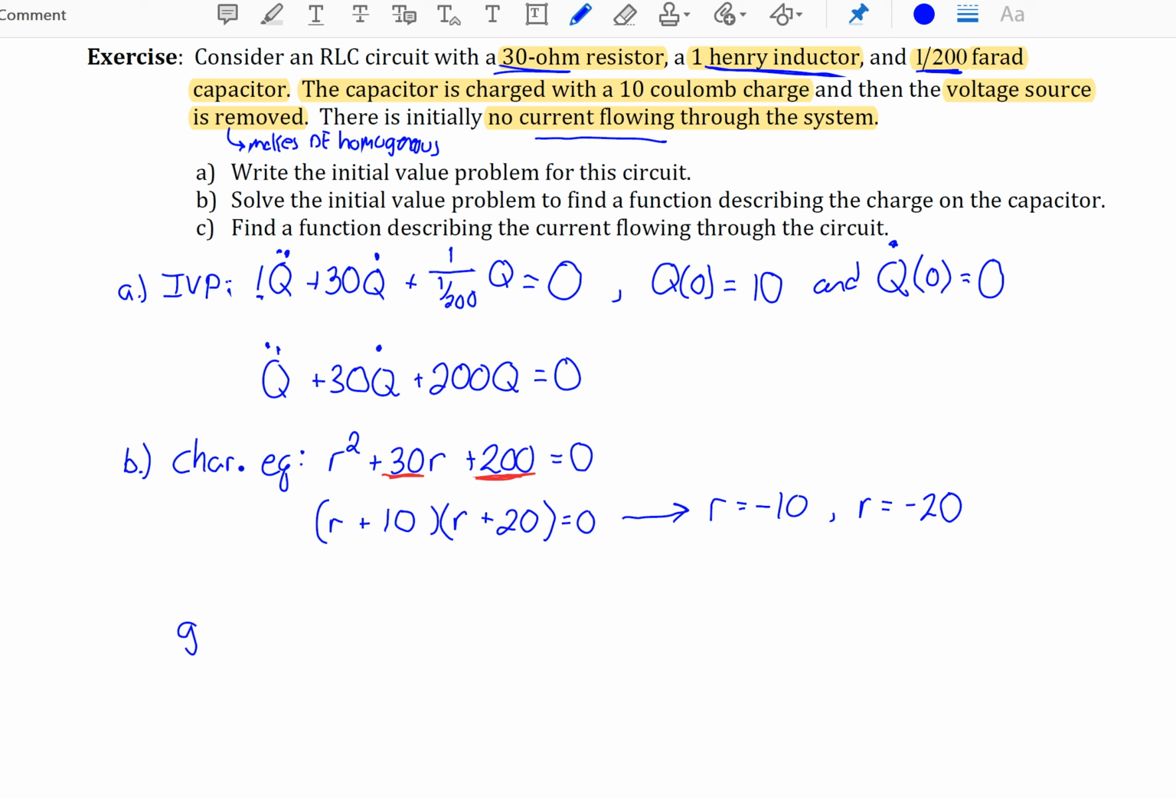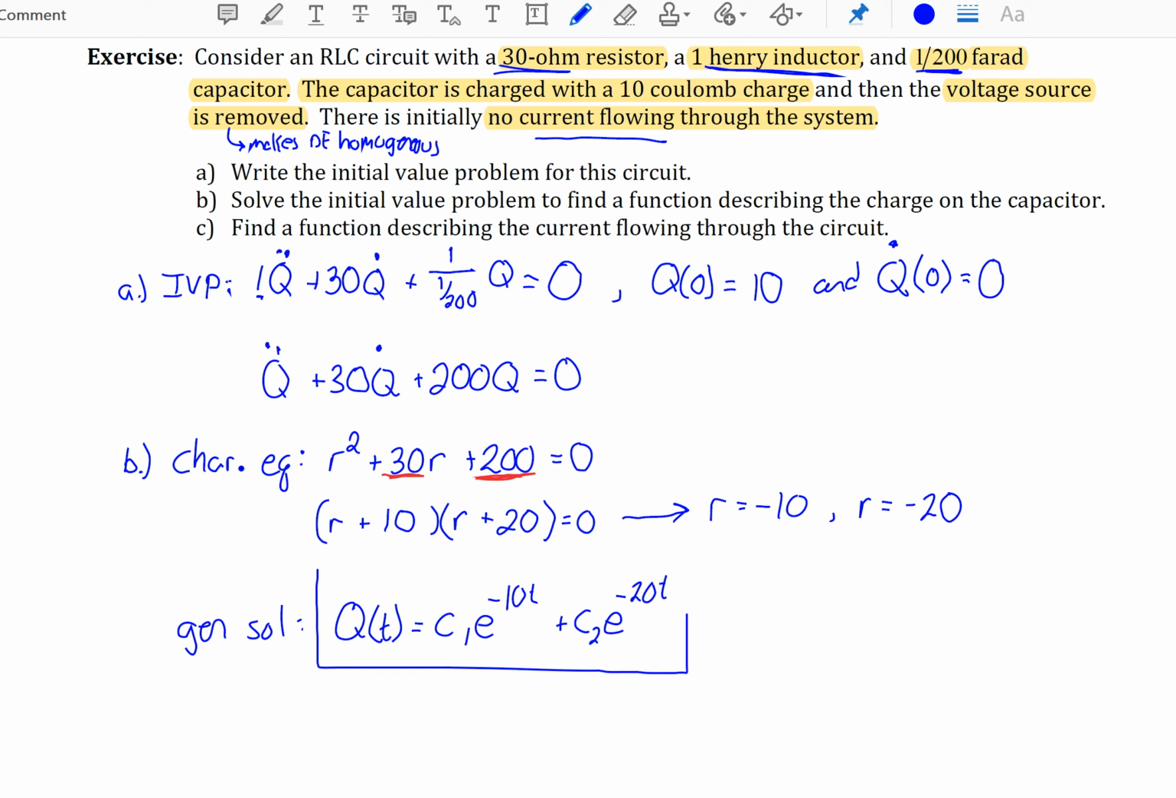which allow us to write our general solution as Q of t is equal to C1 e to the -10t plus C2 e to the -20t. This is our general solution.